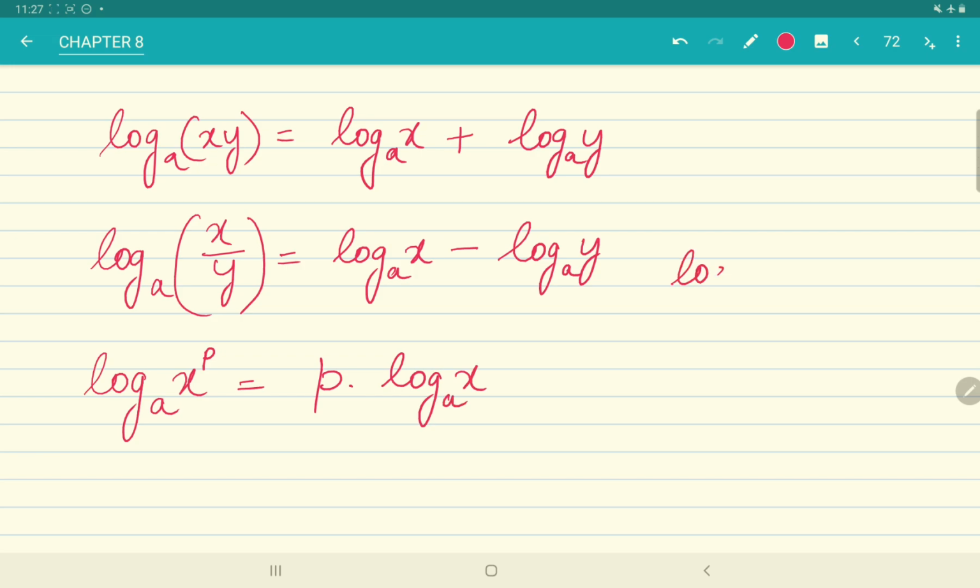Also, I have log of 1 to the base a, that will be 0, because a raised to the power 0 is equal to 1. And I can also write log of a to the base a, that will be equal to 1, because a raised to the power 1 is equal to a.